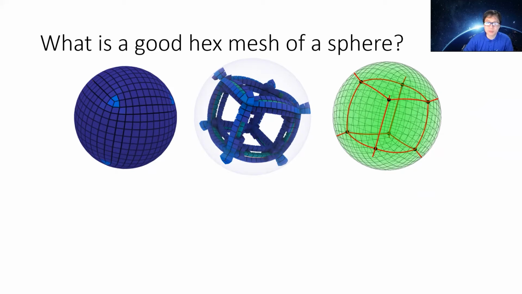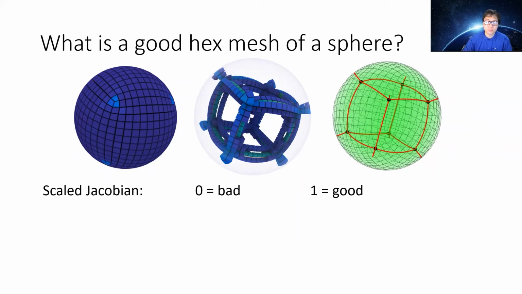So let's pick a popular metric, the scale Jacobian. Roughly speaking, it measures how far away a hexahedron is from being a perfect cube. A score of 1 means it's a perfect cube, and a score of 0 means it's very distorted and not at all close to a cube. So you want a big score.